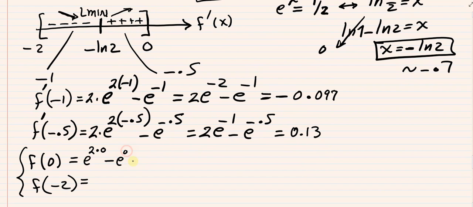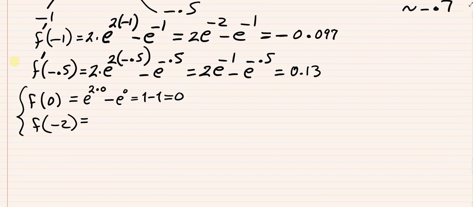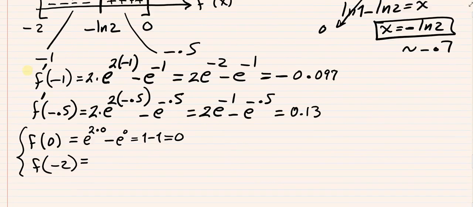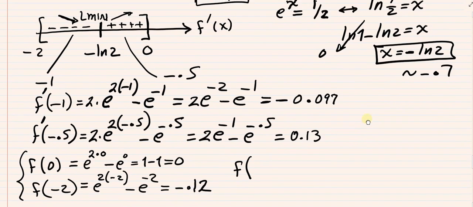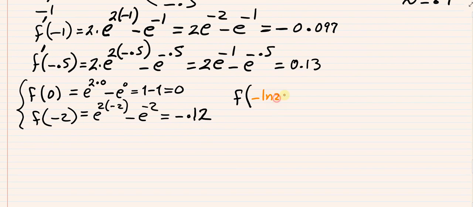Now f at 0 means e to 2 times 0 minus e to the 0. That's e to 0 is 1, minus 1, or 0. F at negative 2, I'm plugging in negative 2 now. So it's e to 2 times negative 2 minus e to negative 2. And this one is approximately negative 0.12. And last, I'm going to do f at my critical point, which is negative ln of 2. That's what I want to evaluate.